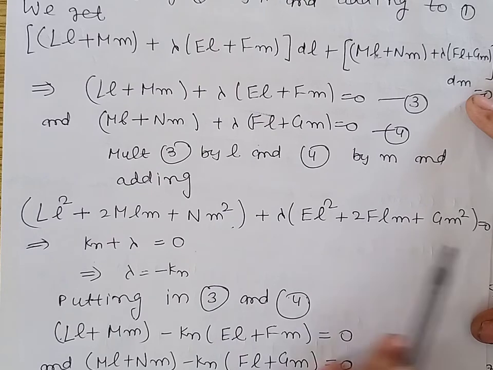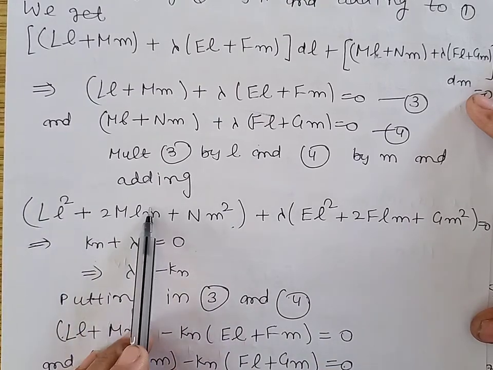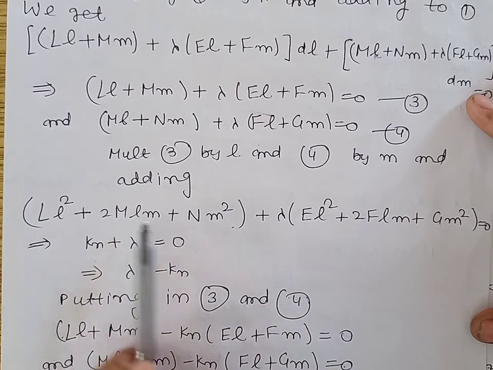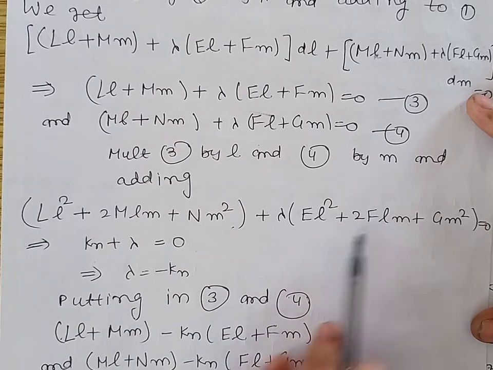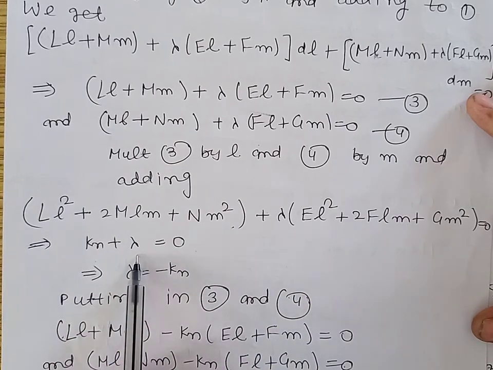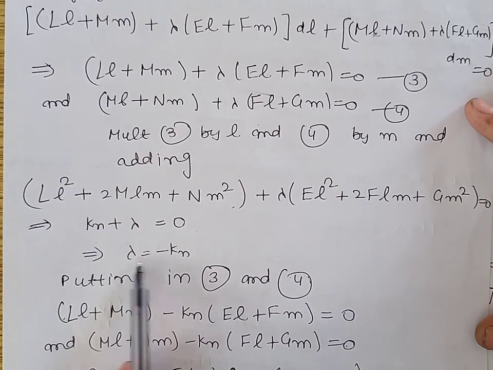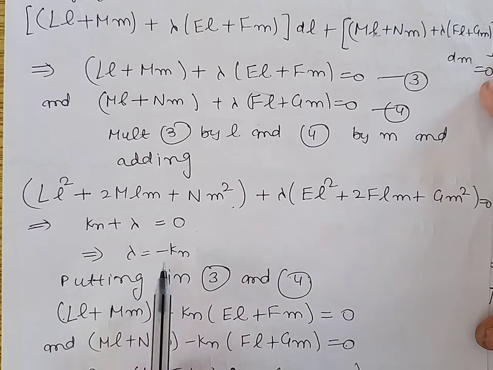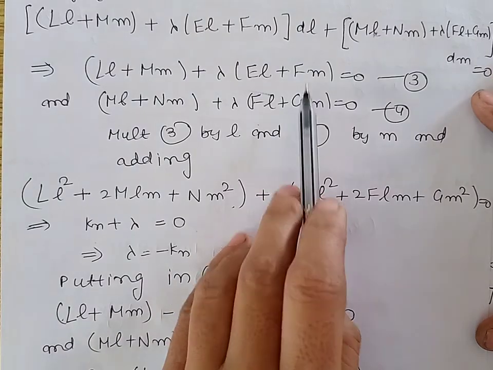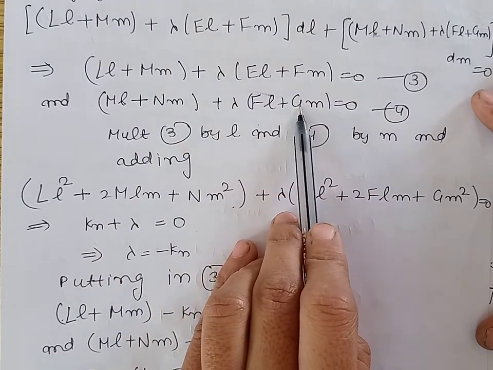Now by definition, this is κn, the curvature of the normal section, and this quantity is 1. So we get κn + λ = 0. From here we have obtained the value of λ, which is given by −κn. Now substituting the value of λ in these two equations, equation 3 and equation 4.